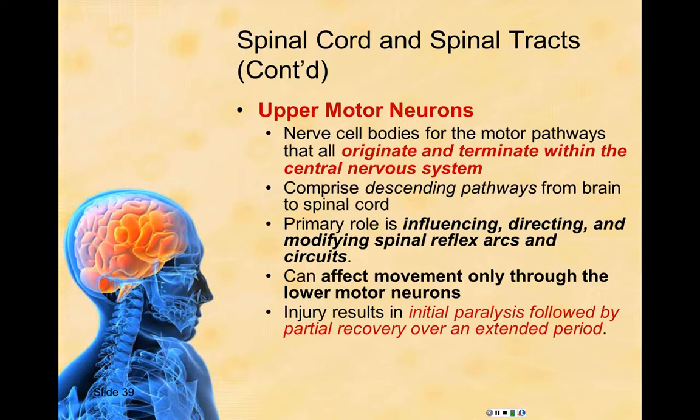We've got upper motor neurons. These are nerve cell bodies for the motor pathways that all originate and terminate within the central nervous system. Descending pathways from brain to the spinal cord, their primary role is influencing, directing, and modifying spinal reflex arcs and circuits. The upper motor neurons can affect movement only through the lower motor neurons. An injury of upper motor neurons can result in an initial paralysis followed by partial recovery over an extended period.